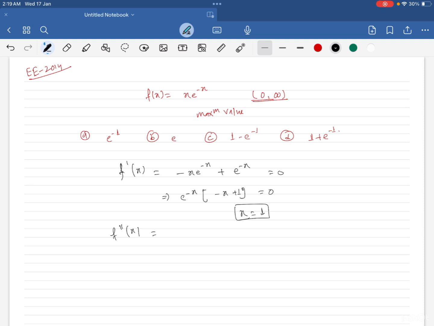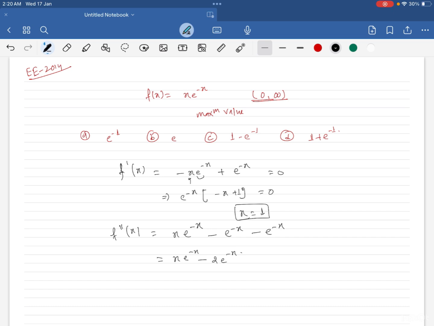And we can find f double dash x, that will be x e to the power minus x plus, but here we will have minus e to the power minus x, right? First we have taken the derivative of e to the power minus x, then we have taken the derivative of x, minus e to the power minus x, right? So we will have x e to the power minus x minus 2 e to the power minus x.